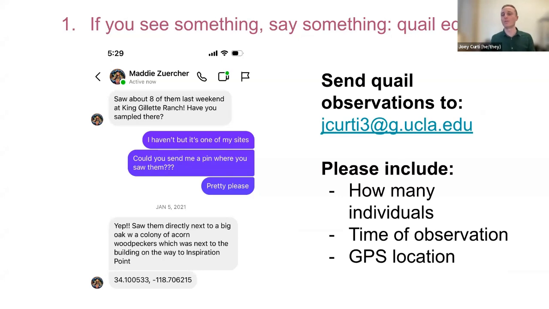If you do, please include how many individuals, the time of the observation, and a GPS location. Here's a screenshot from somebody that just randomly messaged me on Instagram and said, I found 8 quail at King Gillette Ranch, and they sent me a GPS location. This is really a godsend when I get messages like this. So if you're out on a walk, if you're going birding, and you see quail, let me know.